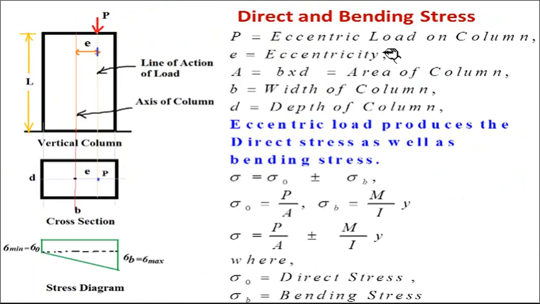Now see, direct and bending stresses. How are direct and bending stresses calculated? Suppose this is the column where eccentric load P is acting other than at the center. E is the eccentricity. P is the eccentric load on the column. Area of the column is B into D as cross section. B is the width and D is the depth, and sometimes for the height of the column H or L is used, height or length of the column. Now eccentric load produces direct as well as bending stresses.